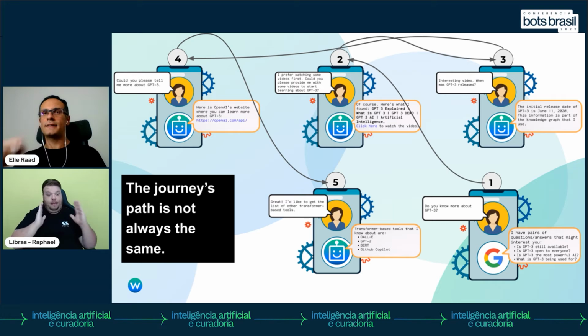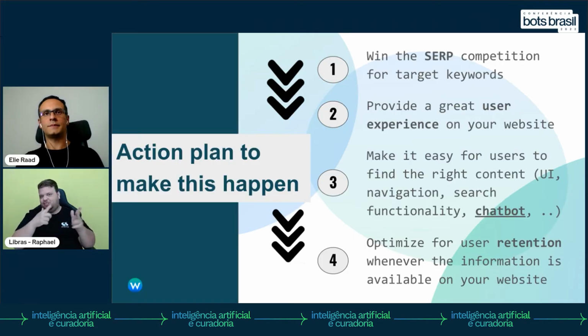Now, the path might be different. So instead of having the first question be what is GPT-3, the user might convert to our website from the pairs of question answers, from the people also ask questions, or from another path. So the path might be different. It's not always the same, and it's not possible for it to always be the same. So it's important to know that the path is different.